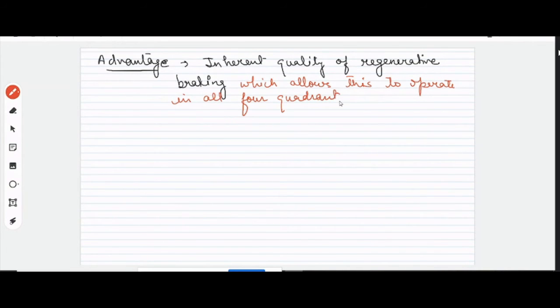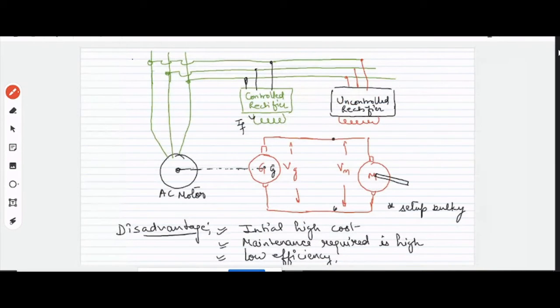See, in the 4-quadrant operation, one thing which you should note is that there should be a current reversal, right? Now see, how does the current reverse in the Ward-Leonard system? When this is acting as a motor and this is acting as a generator, your current will flow from here to here. Am I right? Your armature current will be flowing from here to here. This will be the direction of the current flow for the armature. Yes or no?